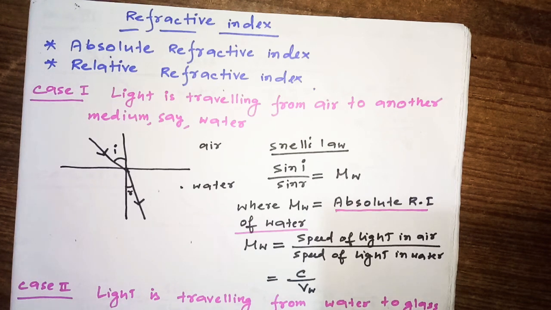okay? And what is the formula for absolute refractive index of water? That is the speed of light in air divided by speed of light in water, okay? That means whenever light is traveling from air to any other medium, the other medium could be water, it could be glass, it could be some other medium also. In that case, Snell's law directly gives us the refractive index of the medium to where the light is traveling, and this is the absolute refractive index of the medium to where the light is traveling from air, okay?